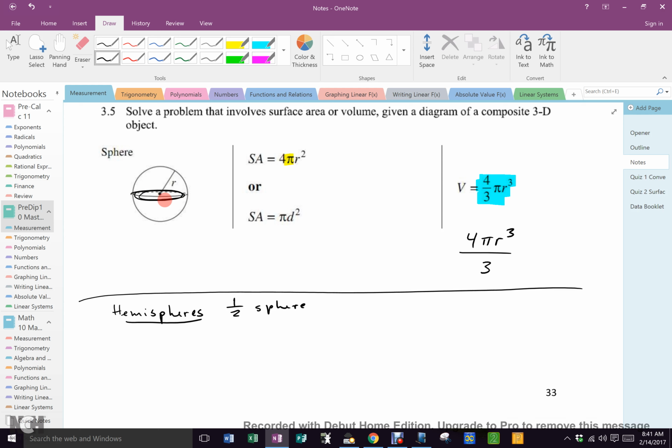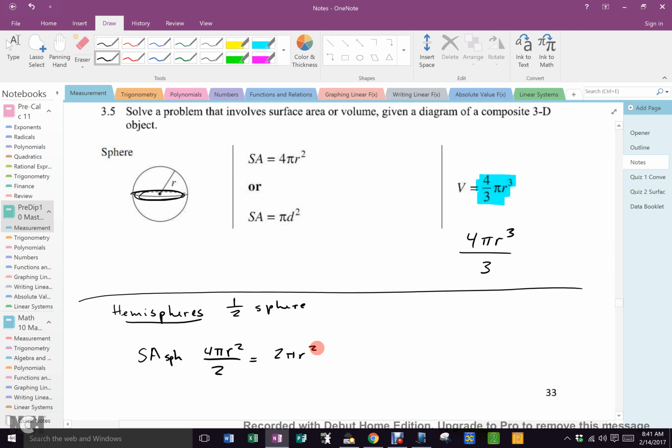If I tell you a hemisphere is half a sphere, then what would you do to this formula if the surface area of a sphere is 4 pi r squared? What's the surface area of a hemisphere? You would divide by 2, would you not? And what would you get? You would get 2 pi r squared, yes? Right? Makes perfect sense, yeah?